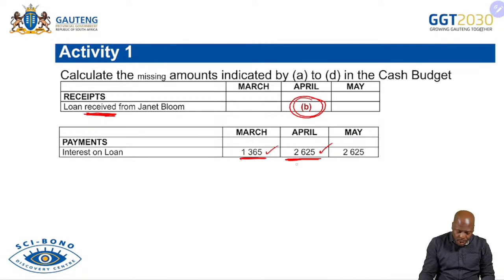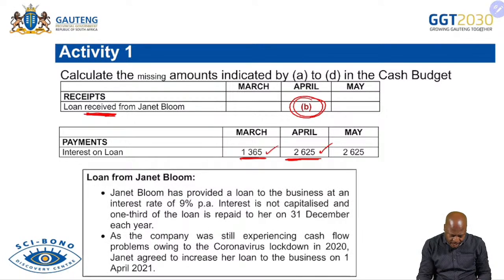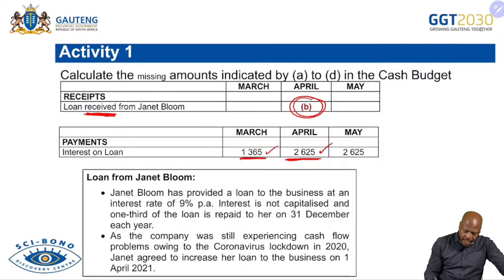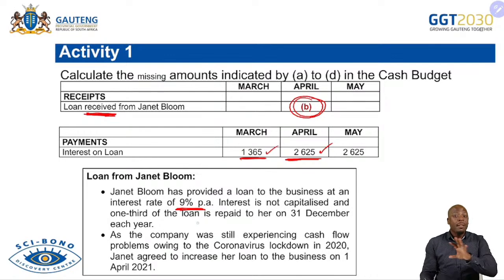Now, we want to see what more information we are given. There it goes. It says, Janet Bloom has provided a loan to the business at an interest rate of 9%. So, interest is not capitalized and 1/3 of the loan is repaid to her on the 31st of December each year. Remember, the 31st of December has nothing to do with what we're doing here. We are busy with a cash budget. So don't let that one distract you. Ignore this one, all right? We're not attending to it at the moment.